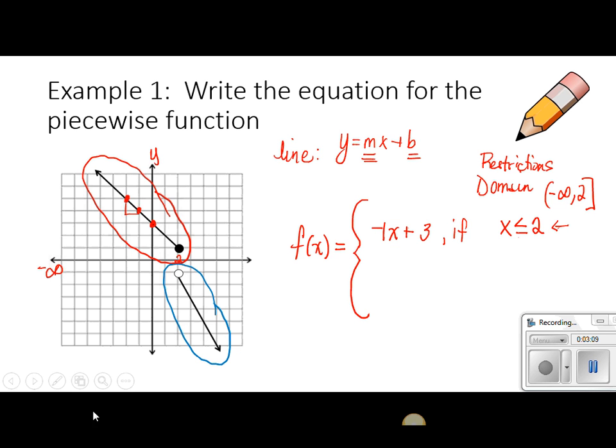Okay? Now let's graph the other line. Okay, what do I need? I need a slope. So I'm going to pick 2 points here. I go down 2, right 1, so that's -2. Okay, and then I need the y-intercept. Oh, but I don't have a y-intercept.